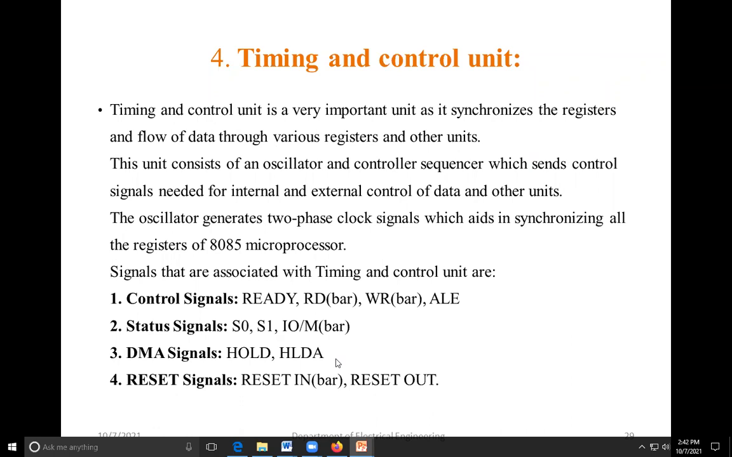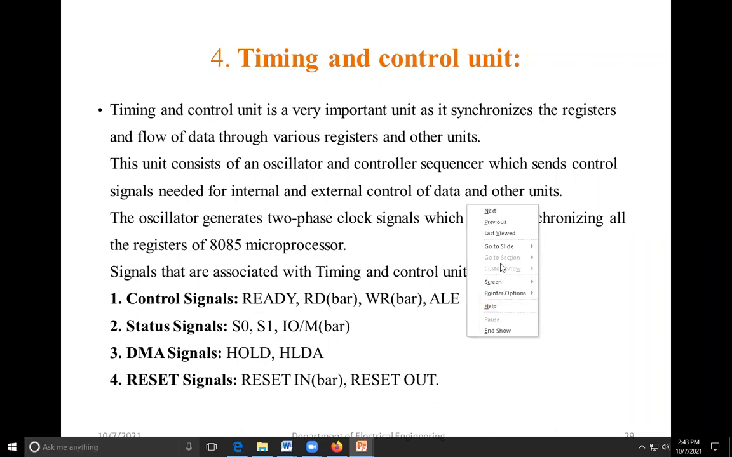Timing and control consists of the oscillator and the controller sequencer. The oscillator generates a two-phase clock to synchronize all the registers of the 8085. These are the control signals we are discussing. What are the control signals?